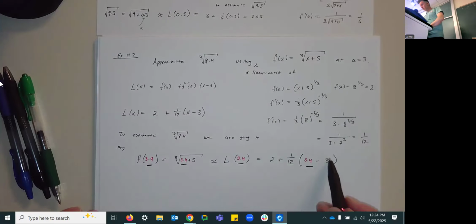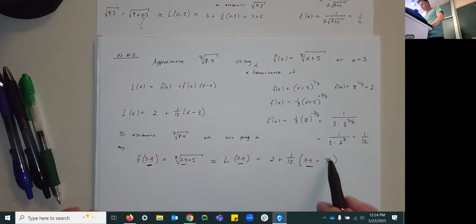So our output should be pretty close to the cube root of 8. 2 plus a little bit, not a lot. Let's see what we get. So this is going to equal 2 plus 1/12 times 0.4.